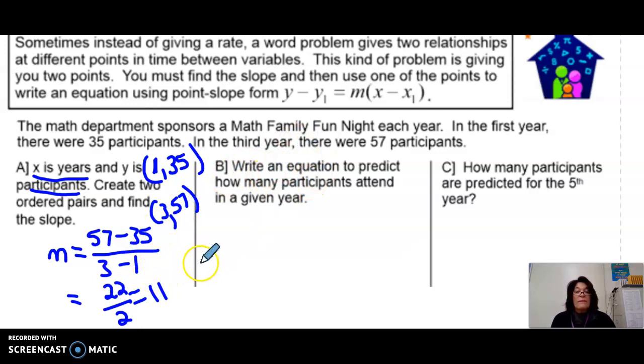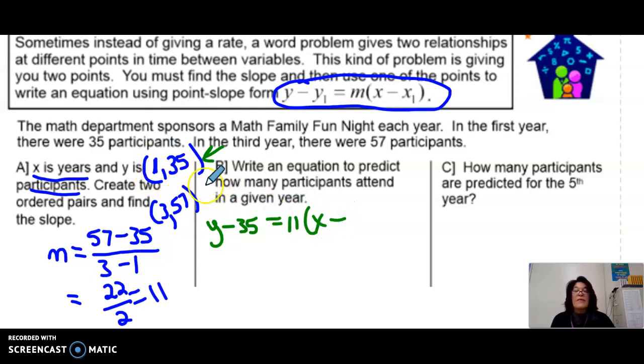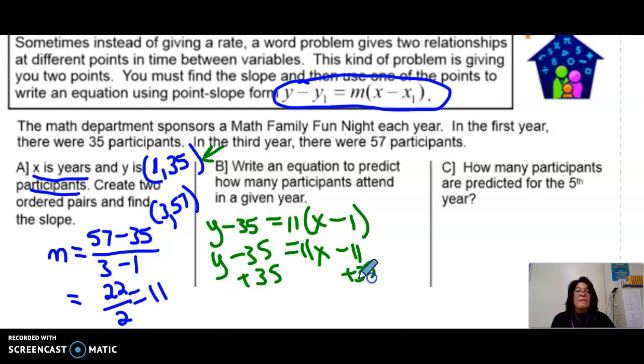Now I need to write an equation. So I'm going to use this one. I know some of you just go right to point slope, but I'm gonna choose this point just because it's smaller numbers. I could choose either point. Y minus the Y value of that point equals the slope times X minus the X value of that point. So I have Y minus 35 equals 11X minus 11. I'll add 35 to the other side and get Y equals 11X plus 24. And now I have my equation.